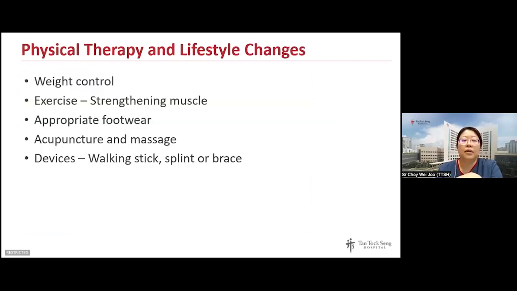Okay, so what other daily management can we do at home? Okay, so have to do things like weight control, because the less heavy you are, the more it helps to minimize the stress to the joint. And then exercise, strengthen your muscle, appropriate footwear, acupuncture and massage. Some patients may prefer to get pain relief with acupuncture, but however the pain still comes back. We can also suggest some devices for older patients who need support when they are walking. So walking sticks, splint or brace is good.